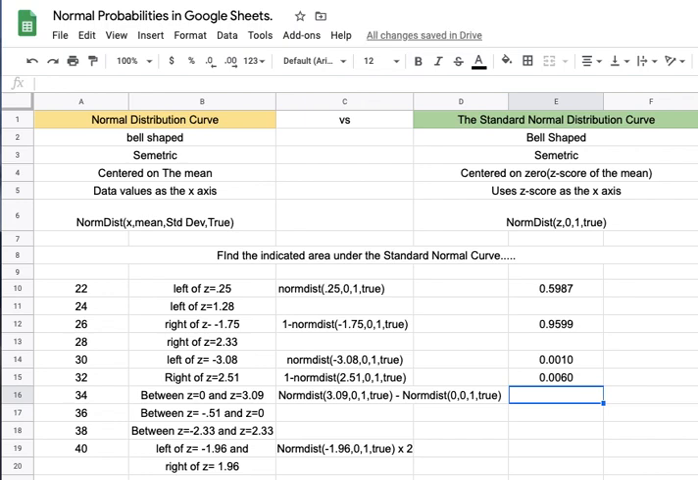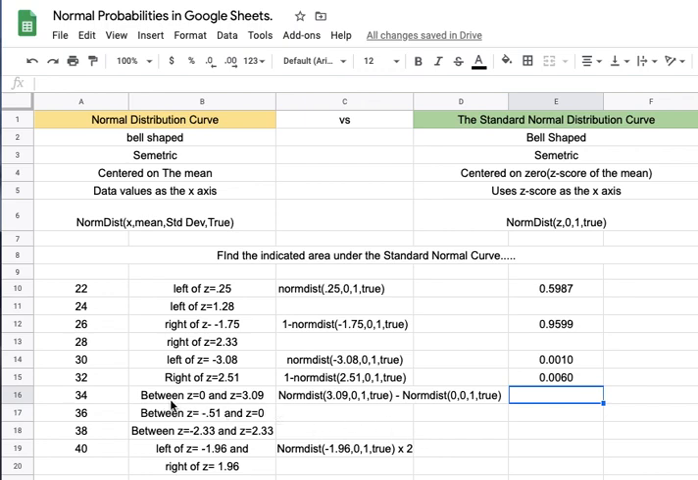0.006. What number was that? Number 30? Oh, number 32. 0.006 is the correct answer. And now we have this in-between question.